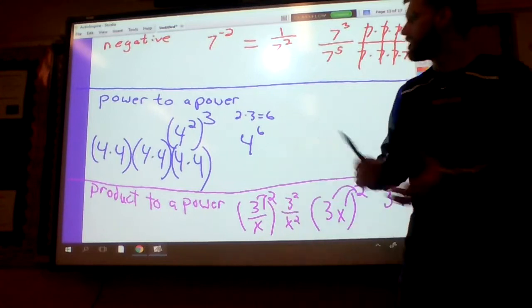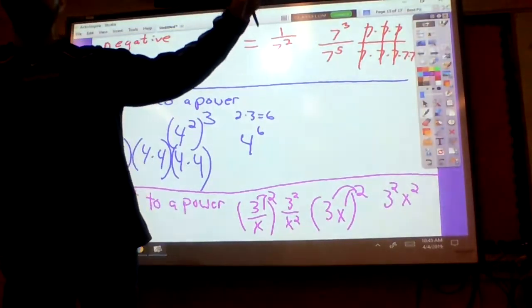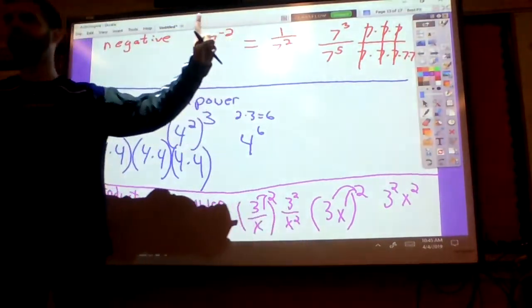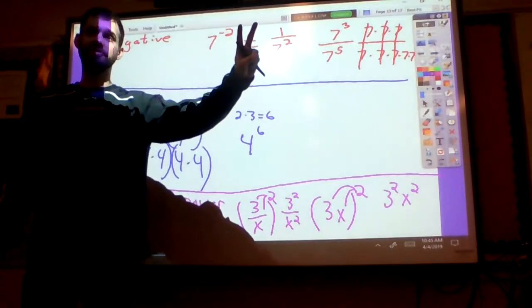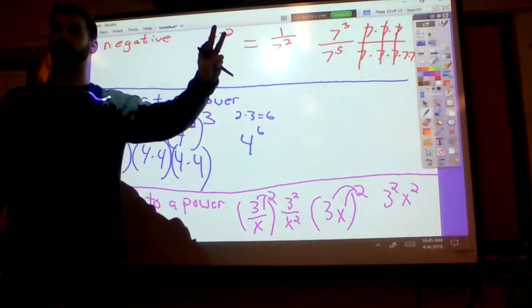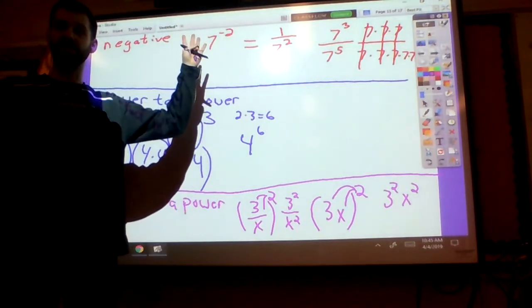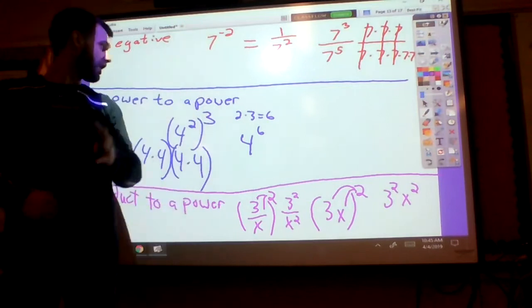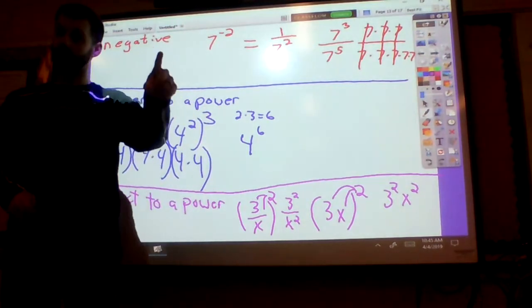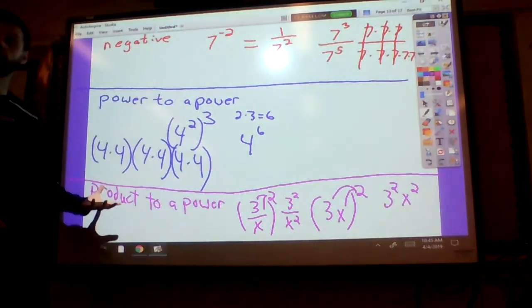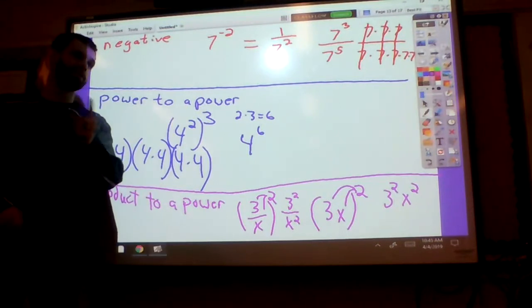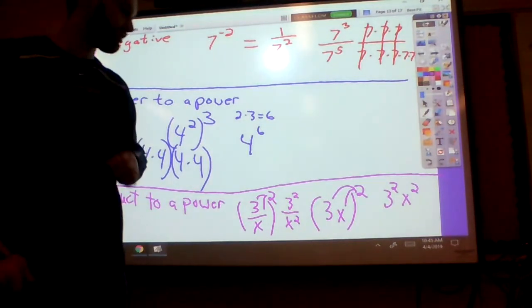Okay? All right. So, first rule of multiplication says to what? Add. Second rule, division says to subtract. Third rule, 0 says it equals 1. The rule of negative says fraction. Power to a power, you're going to multiply the exponents, and product or quotient to a power is like distributive property. All right, those are your exponent rules.